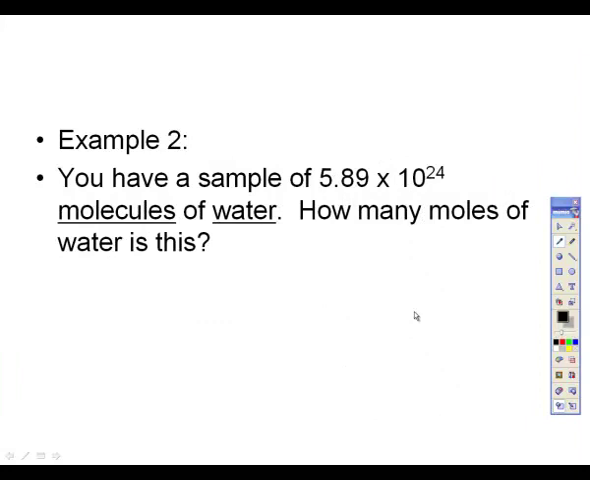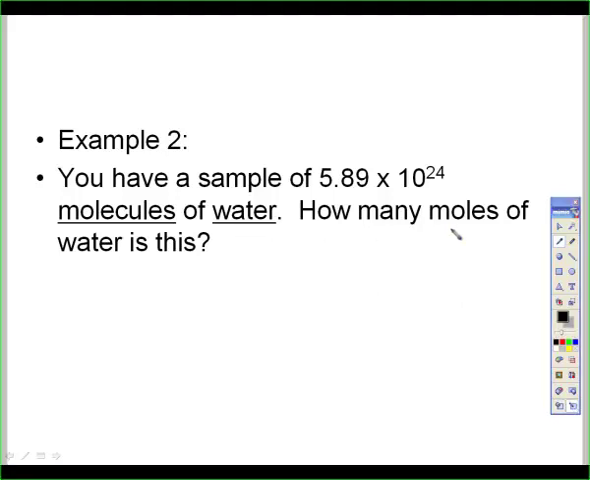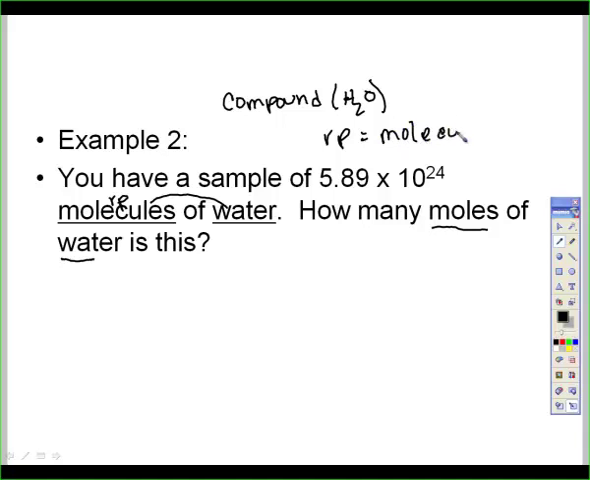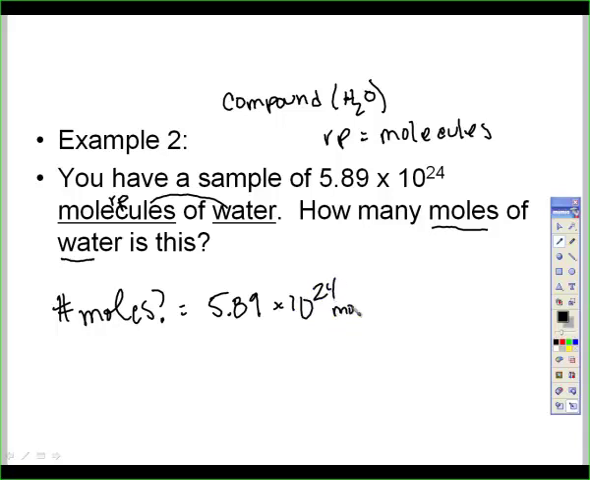This one says you have a sample of 5.89 times 10 to the 24th molecules of water. How many moles of water is this? Well, this time I want to know the moles of water, and I have molecules of water. These are the representative particles because water is a compound. So the representative particle is molecules. So that's good then. We're going to know when we're done the number of moles. And we're going to start with our given, which is 5.89 times 10 to the 24th molecules.